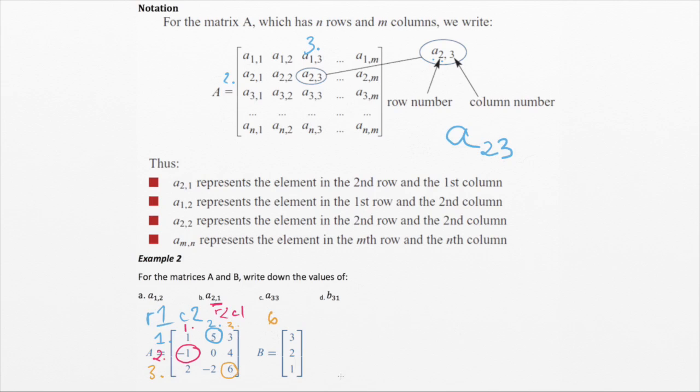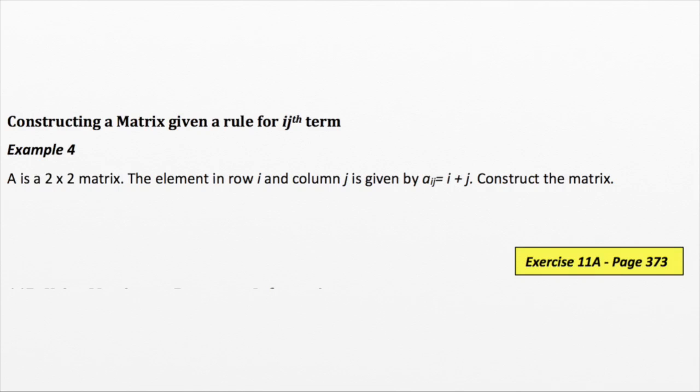For B31, we're looking at row 3, and we're looking at column 1. So the number we're looking at is 1. I hope that's pretty straightforward. We need to learn how to use notation to be able to apply it to these types of problems.